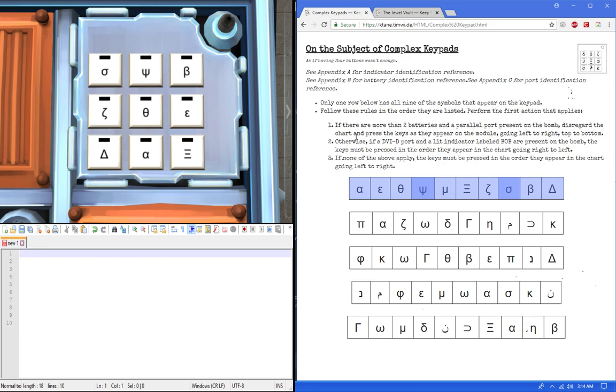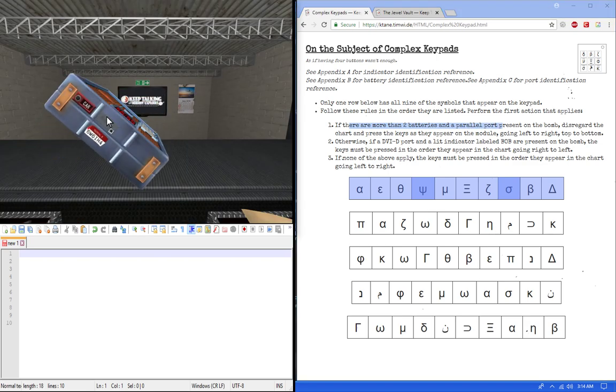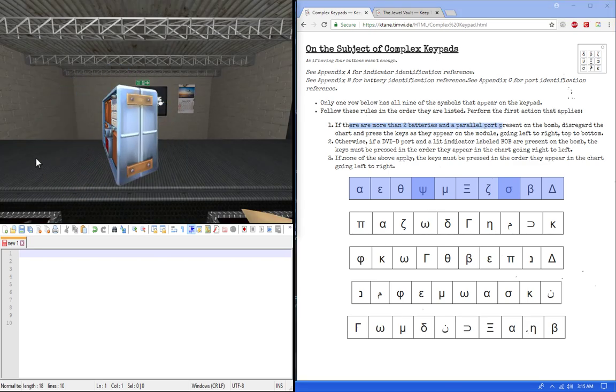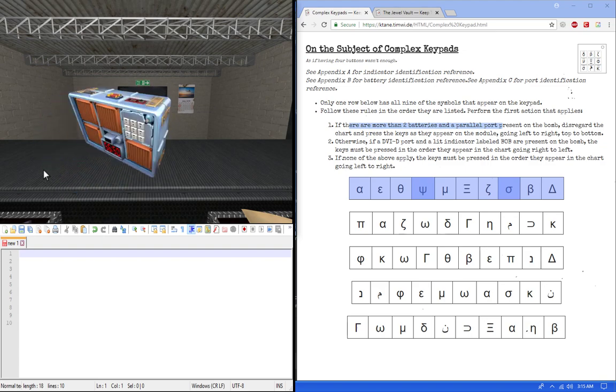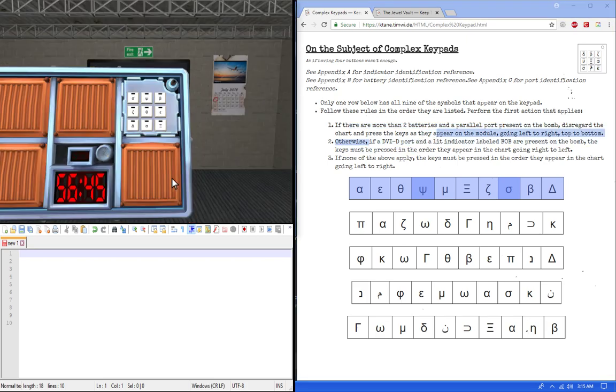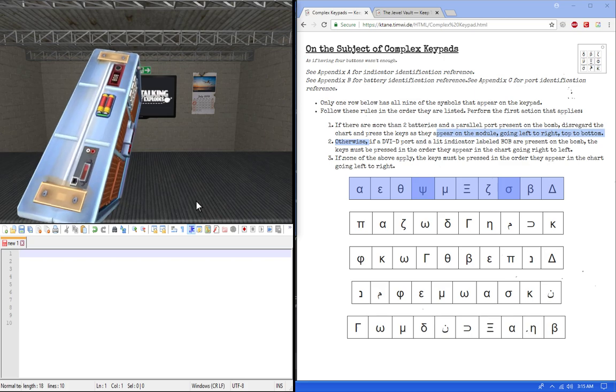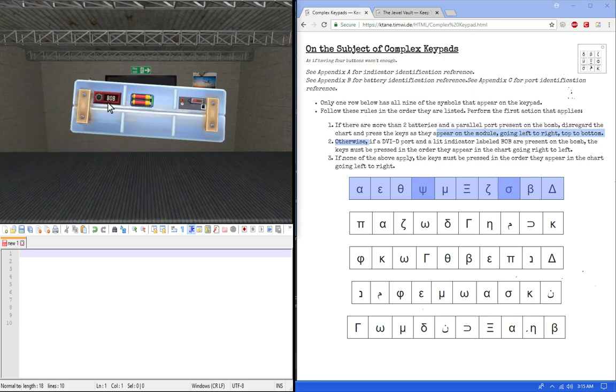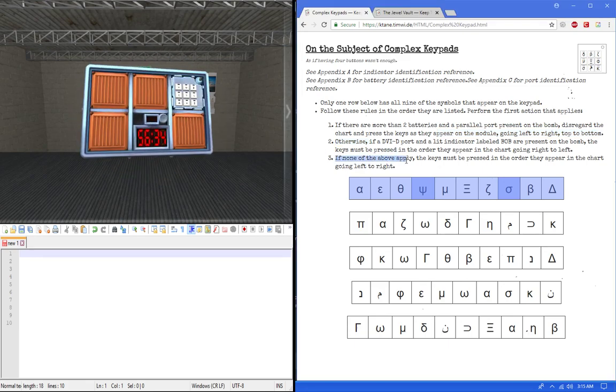So after doing that, there are some exceptions, or special rules in this case. There's 3 of them. If there are more than 2 batteries and a parallel port, usually I check if there's a parallel port, which there's no parallel port. Otherwise, if a DVI-D port and a lit indicator labeled BOB, well, we have a DVI-D, but the BOB is unlit, so that rule doesn't apply either. If none of the above apply, the keys must be pressed in the order they appear in the chart going left to right.